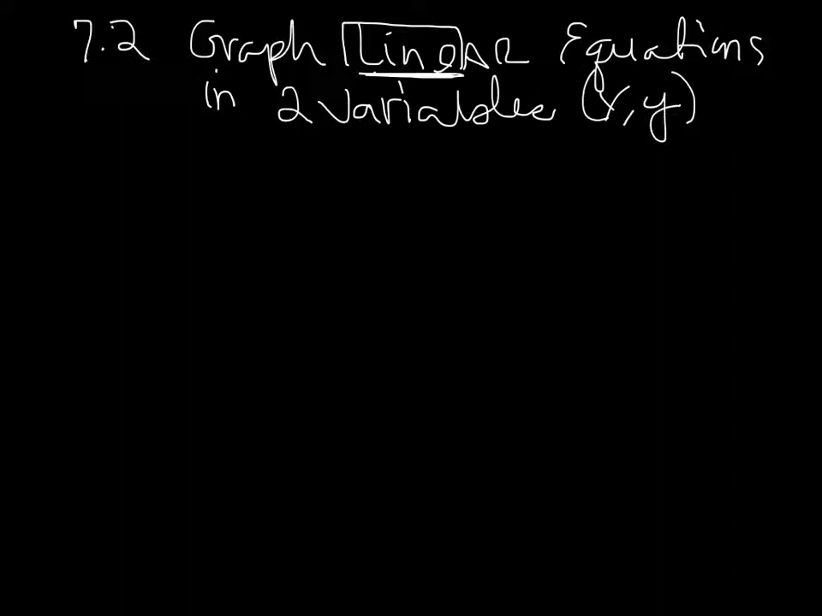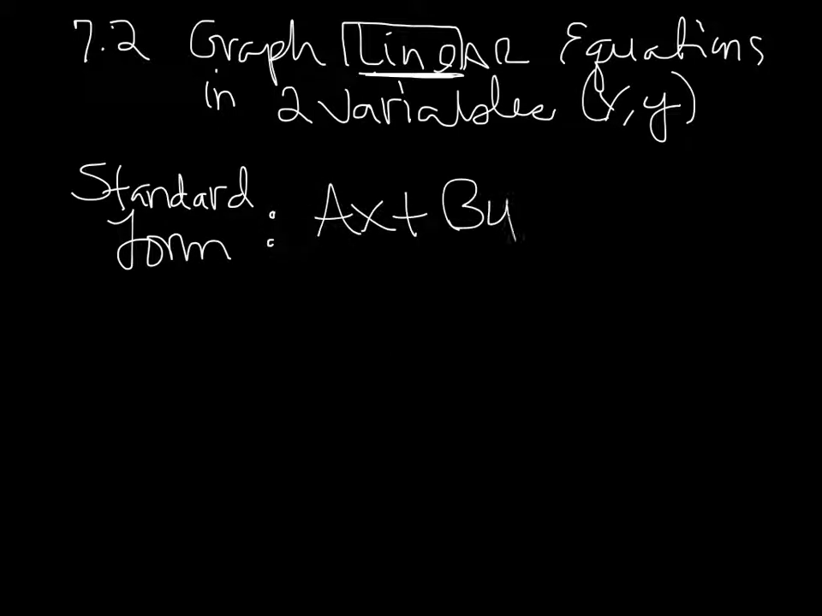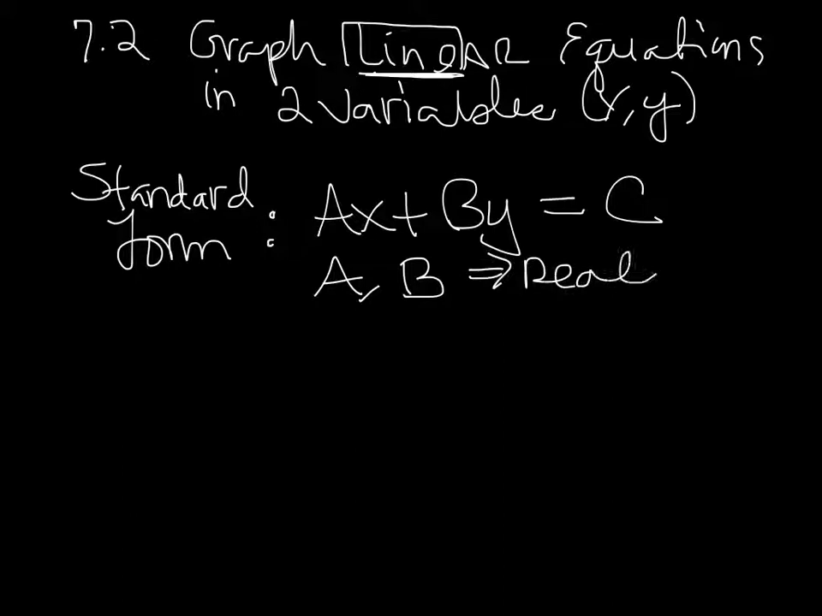And so in 7.1, we plotted general points, but now we're going to use specific or special types of points. So before we get to that, there is a standard form that we write a linear equation in, and that is ax plus by equals c. And a and b, these guys are real numbers.